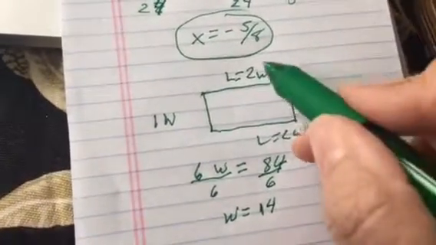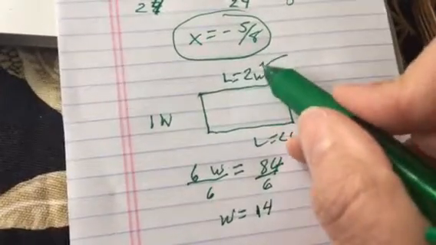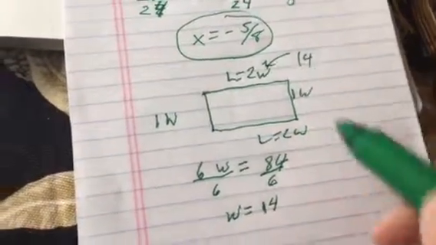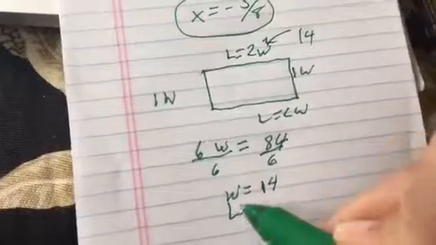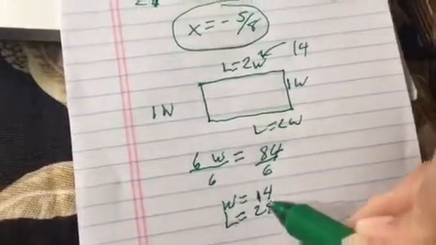If I plug that back into here, plug in 14, 2 times 14 would be 28. So notice we'd have 14 meters and 28 meters.